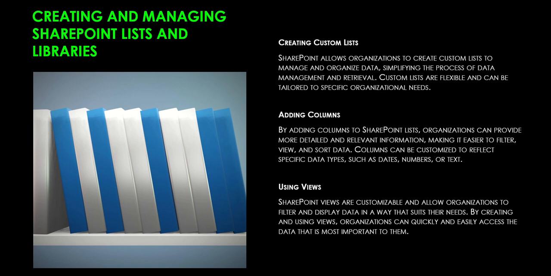So that's SharePoint lists. As I say, we can add columns, and this allows us to customize those SharePoint lists. And organizations can provide more detail and relevant information against the list items, making it easier to filter, view, and sort data. Columns can be customized to reflect specific data types, such as dates, numbers, or text. Or as we saw, we could tag people or add imagery against those list items as well. We can also use views, which are customizable and allow organizations to filter and display data in a way that suits their needs. By creating and using views, organizations can quickly and easily access the data that is most important to them.